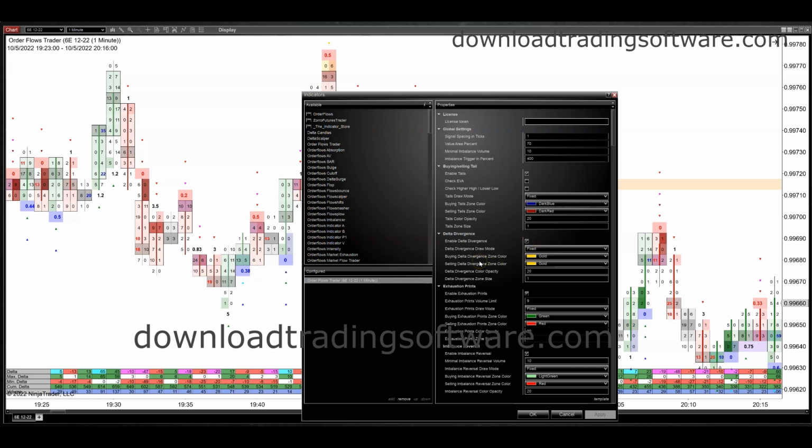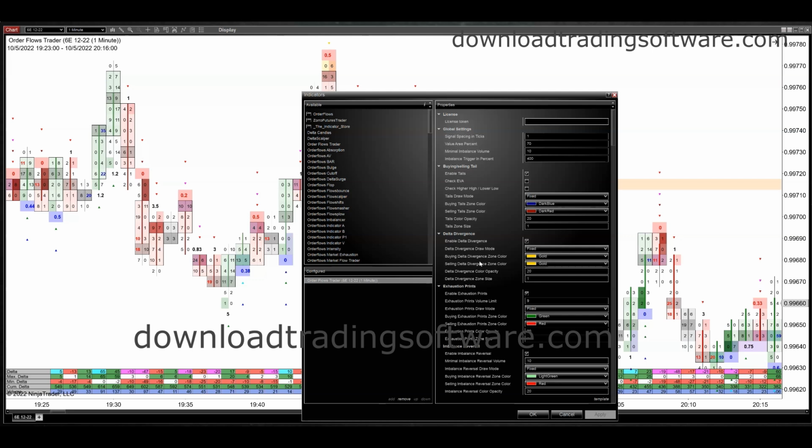You could adjust this, but I prefer to keep them both gold color, both buying and selling delta divergences. Some people may want something a bit bluish or greenish for buys and maybe something a bit reddish for sells. But again, it's up to you. I like it gold because I know that when I'm looking at a delta divergence, it's only going to occur at the high of the day or the low of the day, or a new high or a new low.